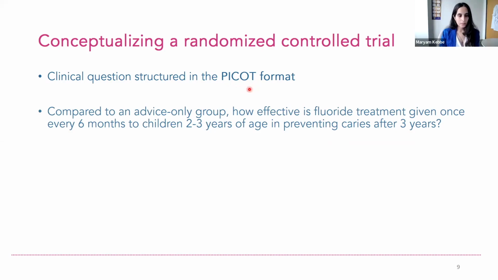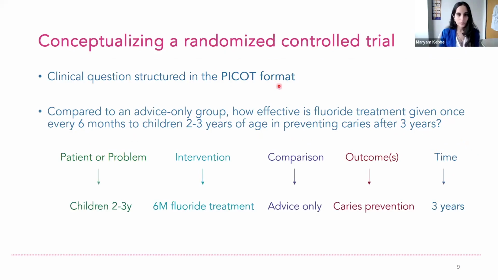An example of this could be: compared to an advice-only group, how effective is fluoride treatment given once every 6 months to children 2 to 3 years of age in preventing caries after 3 years? And you can see here the distribution of the PICOT elements based on this question, where you have your population of children 2 to 3 years of age, your intervention, your comparator group, the outcome that you're interested in, and the time frame that you're interested in measuring this outcome.